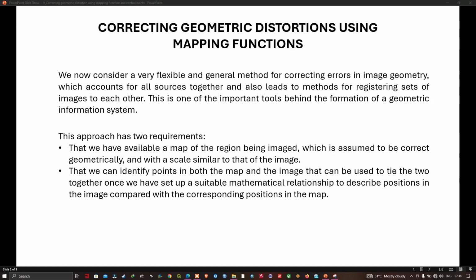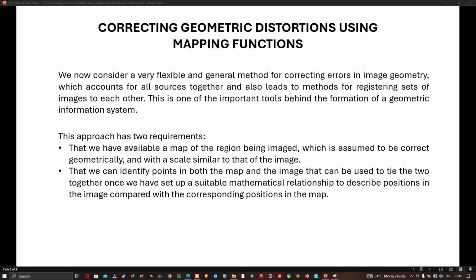It is an alternative technique to the mathematical modeling approach of the previous video, and it is based upon two principal requirements. First, we assume we have available a map of the region which is corrected geometrically and is in scale not too different from that of an image we wish to correct. Secondly, we need to be able to identify the points, called control points, in both the map and the image so that we can tie the two together mathematically.